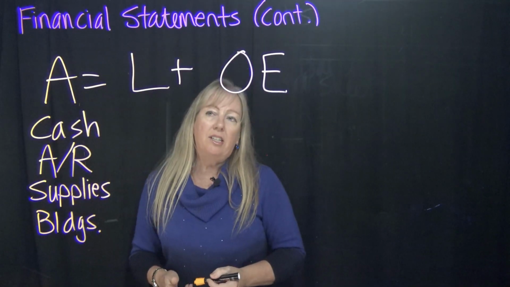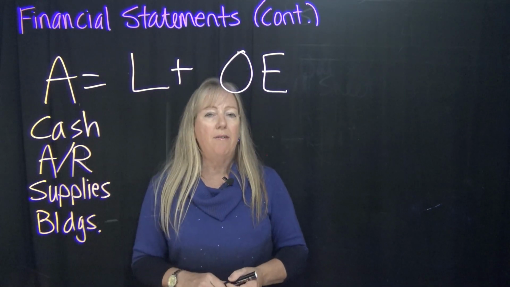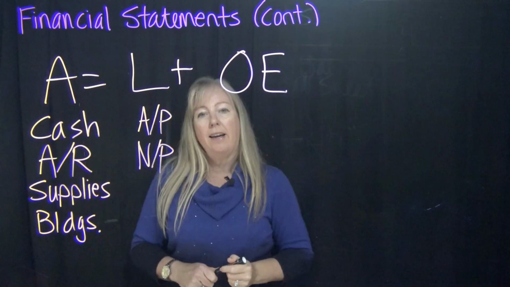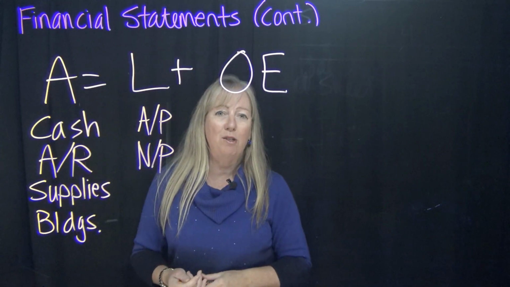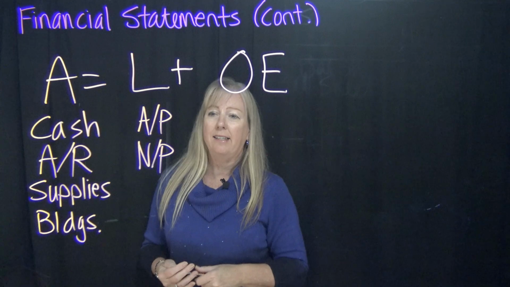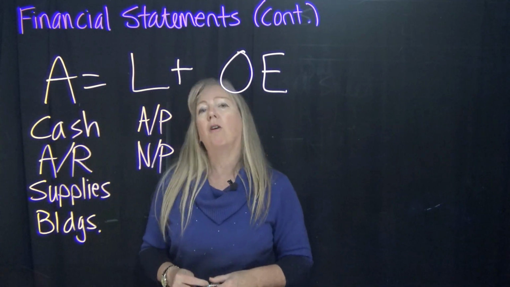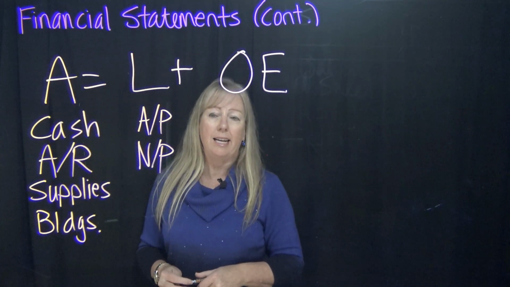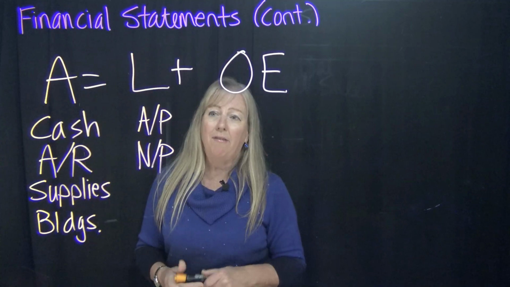In the liability section, the most common liabilities we'll have will be accounts payable and notes payable. Accounts payable is abbreviated AP, notes payable is abbreviated NP. Accounts payable are usually paid within 30 days, and notes payable have a little bit longer, maybe 60, 90, 180 days. You'll know that something is a liability if it has the word payable.